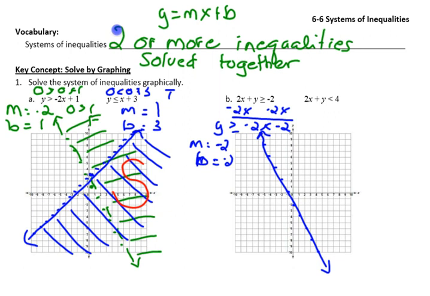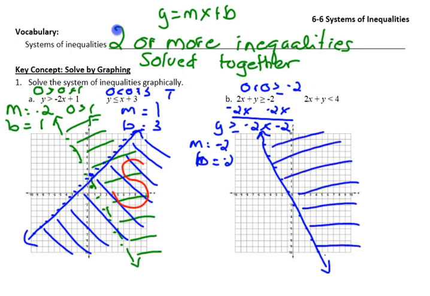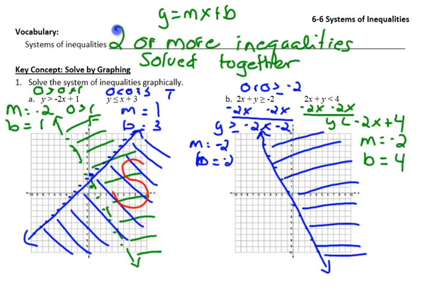When I do my test point and put 0 in, this is going to turn out to be 0 greater than or equal to negative 2. That's a true statement, so I make sure I shade the 0. Okay, the other one. I subtract 2x from both sides. So we have y is less than negative 2x plus 4. My m is negative 2, my b is 4. So I start at 4. I go down 2 over 1.